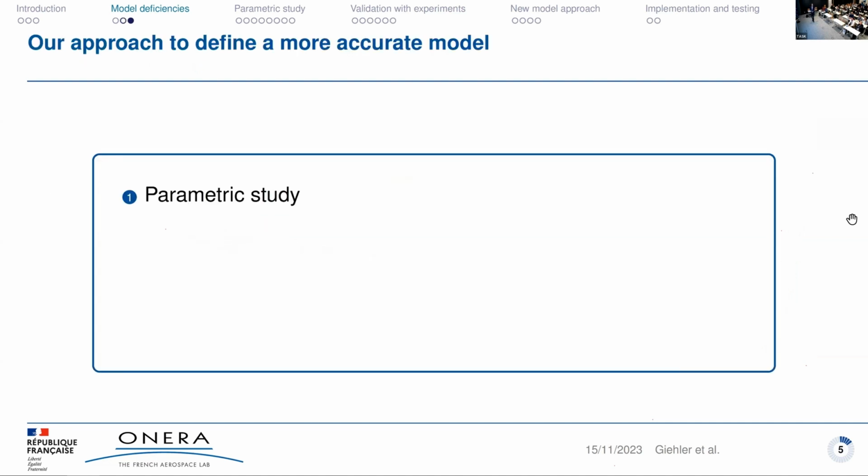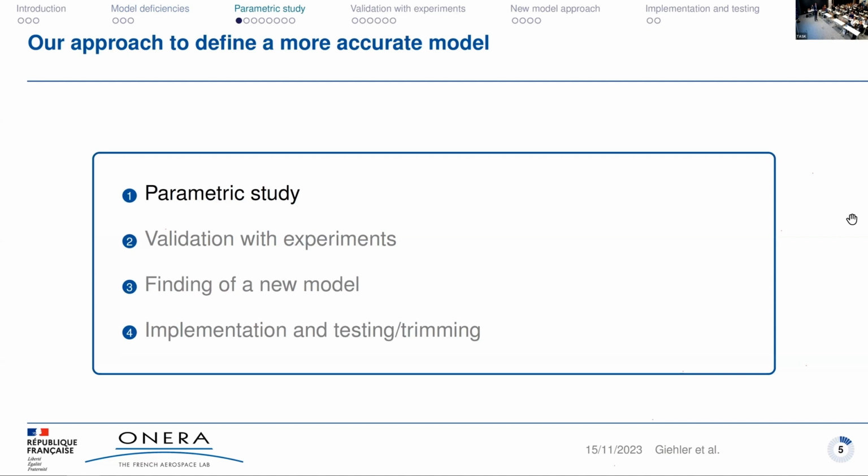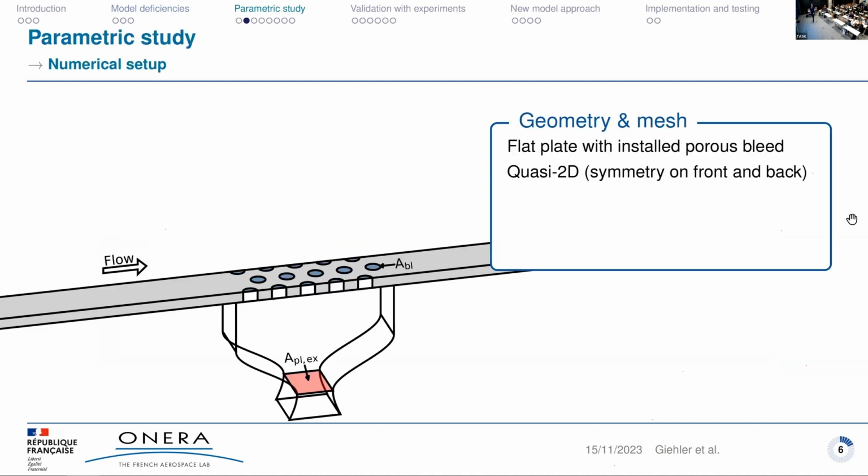And this is found for all models, so it's not specific to this model. And our approach now to define a new model was first to perform a parametric study to really understand how the plate behaves for different variations of the geometry. Then we validated our numerical setup with experiments. Then, of course, I tried to find my own regression, and I implemented and tested the model. And I started with the parametric study.